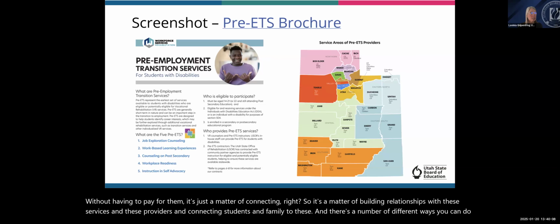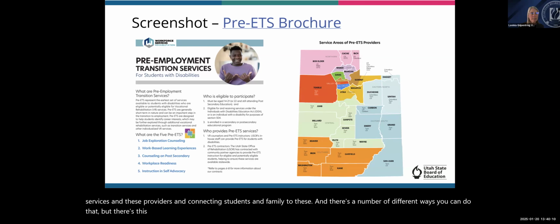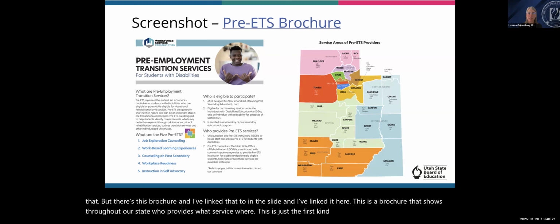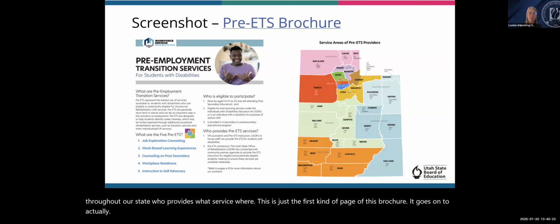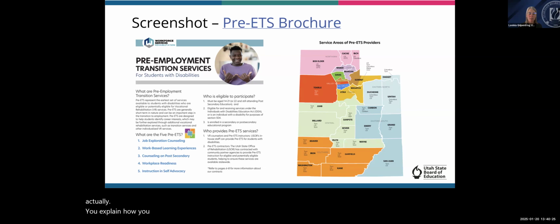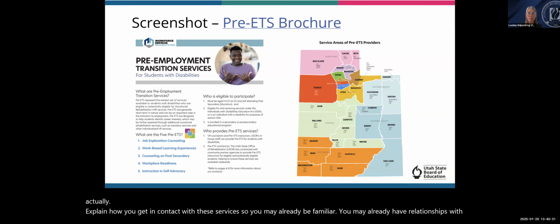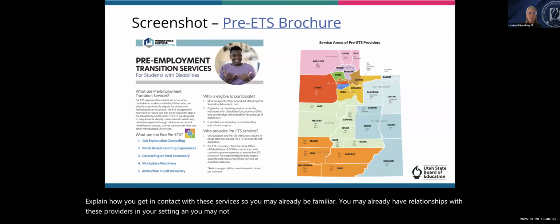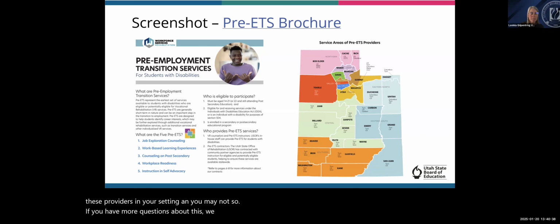But there's this brochure, and I've linked that in the slide, and I've linked it here. This is a brochure that shows throughout our state who provides what service where. This is just the first page of this brochure. It goes on to actually explain how you get in contact with these services. So you may already be familiar, you may already have relationships with these providers in your setting, and you may not. So if you have more questions about this, you can certainly reach out to me.